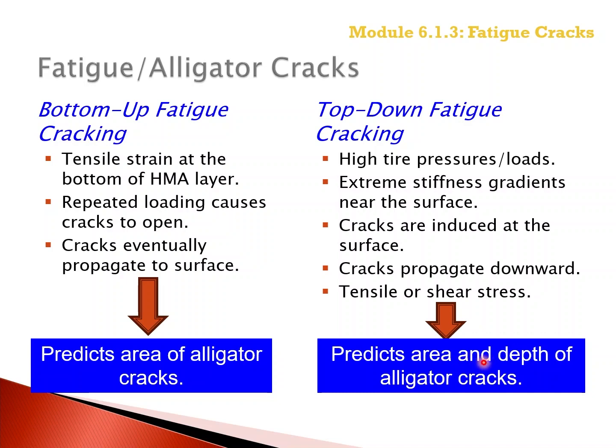This is beneficial because the user can see how fast the cracks are propagating downward through the asphalt layer, and whether they're just confined to the surface, on the average, for using the maintenance strategy, as compared to bottom-up fatigue cracking, where only the area of alligator cracks is predicted, because we can't really see what's going on at the bottom of the asphalt layer below the surface.